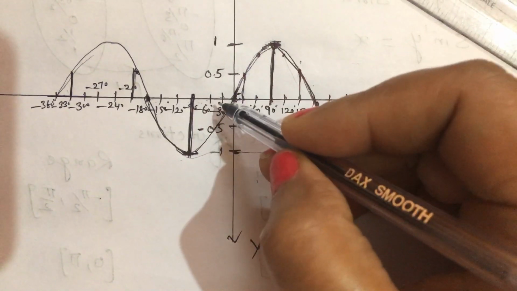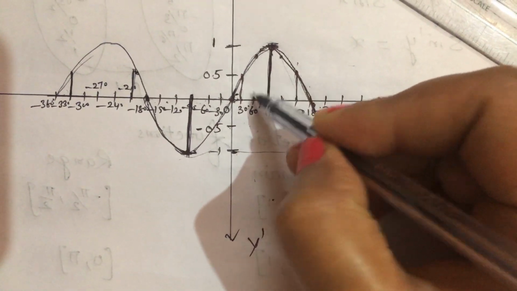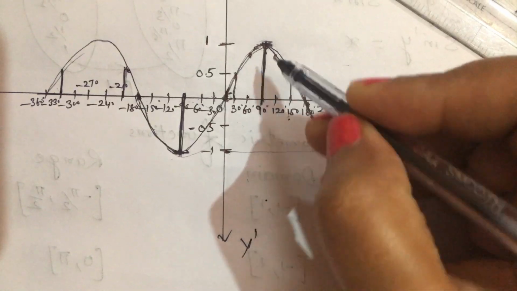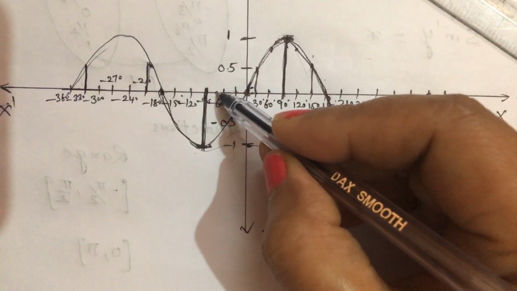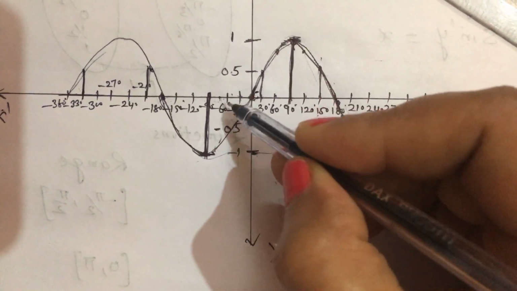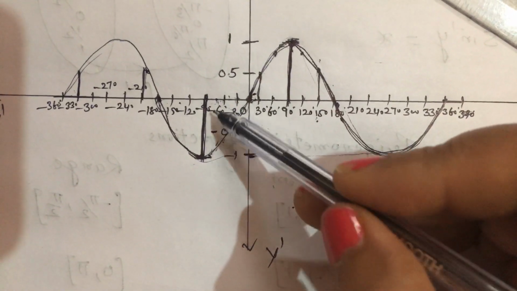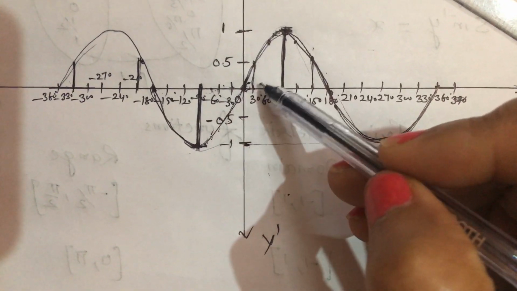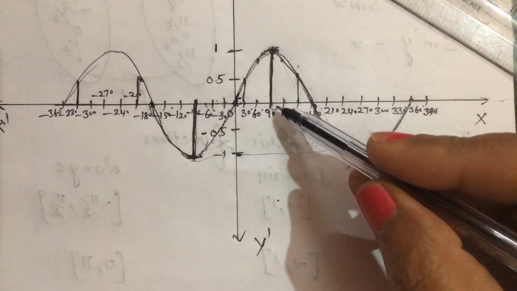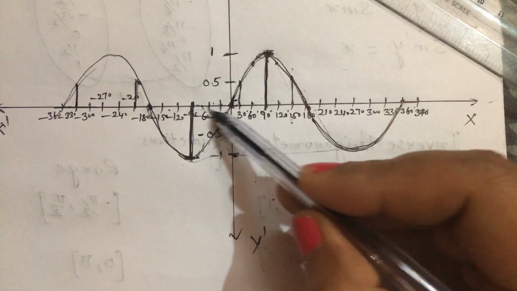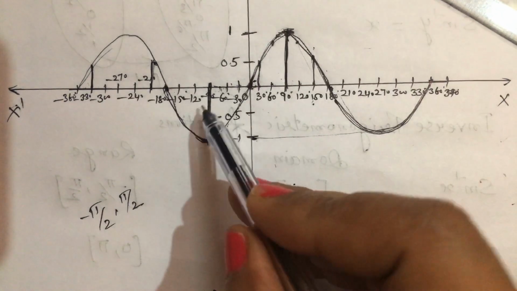If I take 0, it is 0. If I take 30, it is 0.5. If it is 60, then it is 0.87. If 90, it is 1. Same if -30, it is -0.5. So for different values of x, we get different values of y. That means for distinct values of x, we get distinct values of y. So it will be a one-one function. In the same way we can take more intervals, but this is the principal branch, so we will take -pi by 2 to pi by 2, in which this function is one-one.